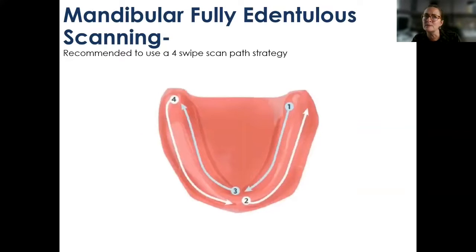So the mandibular scan path protocol for Trios, and this is for intraoral, is a 4-swipe scan path. You're going to start on the retromolar pad, go lingually, and then back out buccally, followed by the opposite, right? Starting at the midline along the lingual, coming back along the buccal, and crossing the midline.